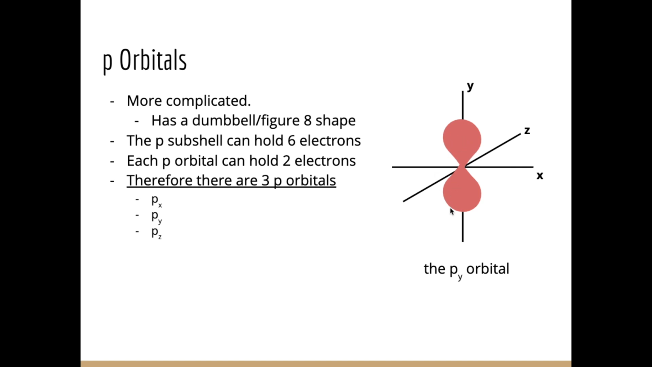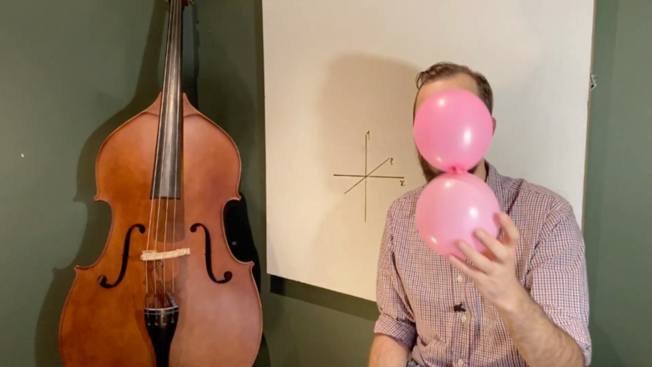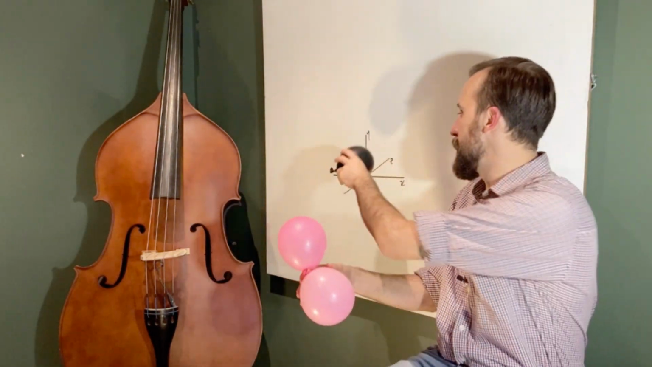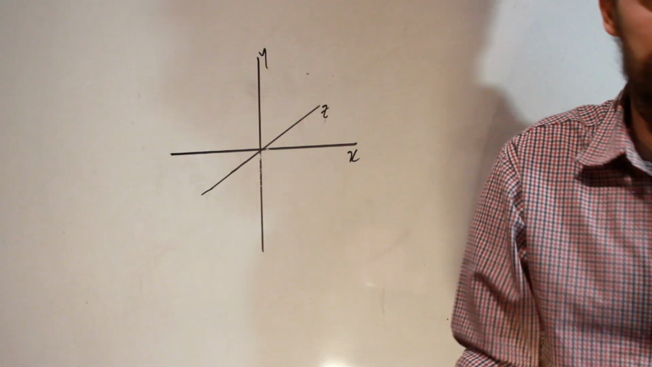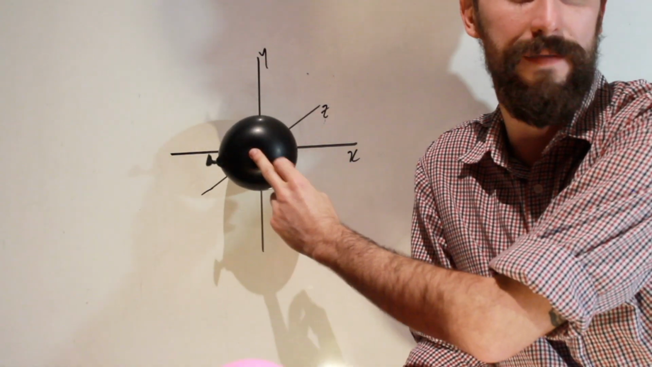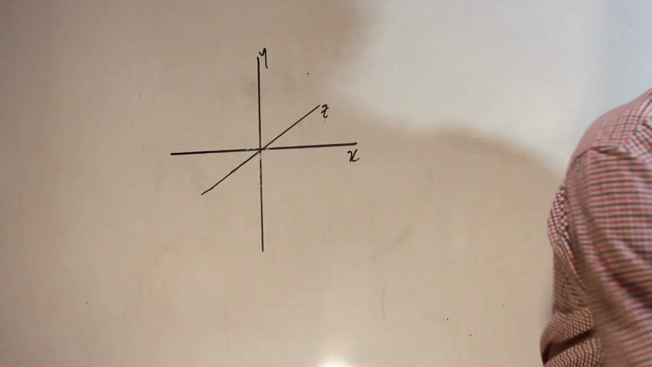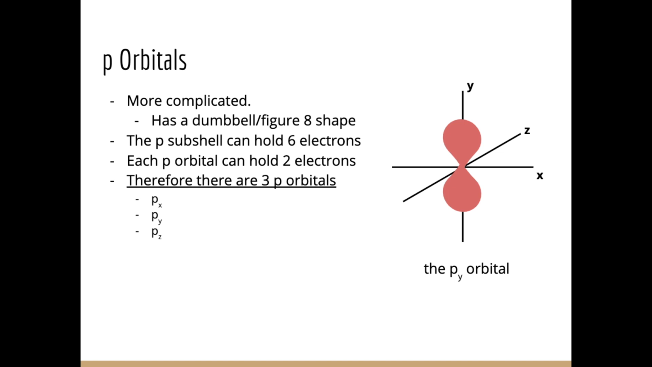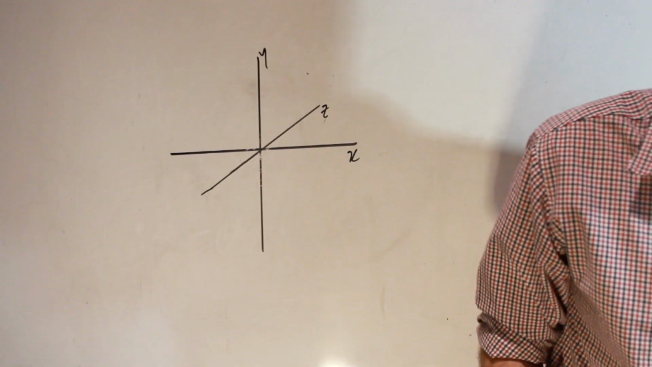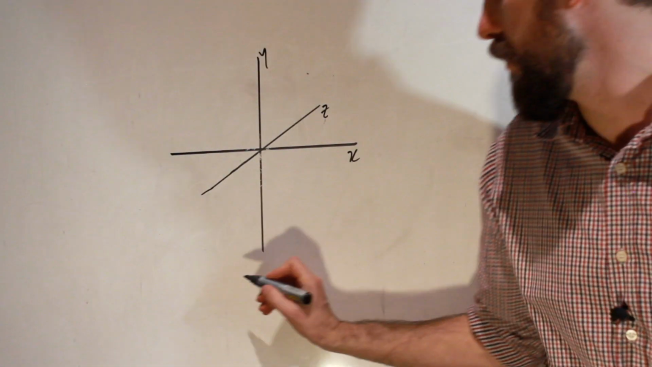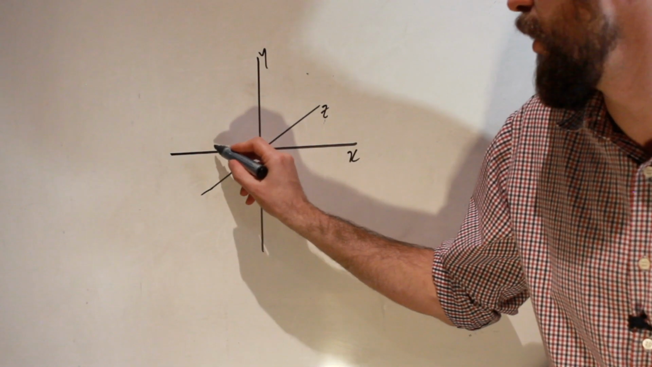We can think of this in 3-dimensional space by tying 2 balloons together, like so. The s orbital exists underneath this in the center, and then if the p orbital has to fill on top of it, we will get our dumbbells like that. The p subshell can hold 6 electrons. Each orbital can hold 2 electrons, so we need 3 p orbitals, which in 3-dimensional space is going to look like this. We're going to have 1 orbital on the x-axis, like so.